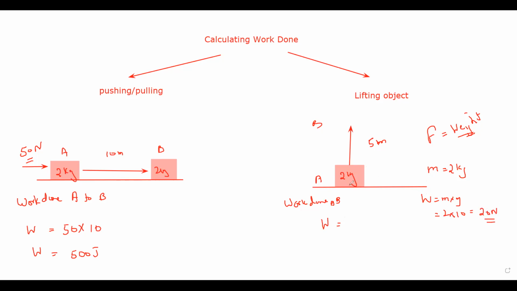So basically 20 Newton is the force which we have to apply. That's the minimum force which we have to apply to lift the object. As the weight of the object is 20 Newton, our force should also be 20 Newton to lift this object, the minimum. So the force is 20 and the distance is 5. So 20 multiplied by 5 equals 100 Joule.